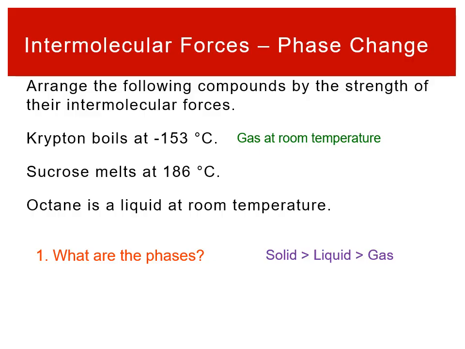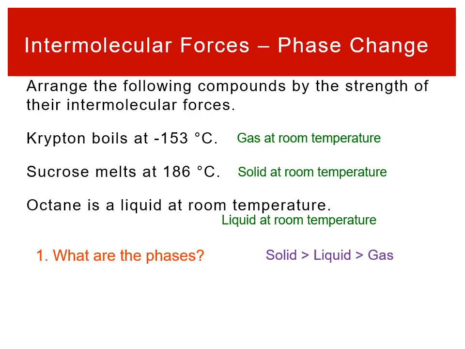Krypton boils at negative 153. Room temperature is quite a bit above that. And so it's a gas at room temperature. Sucrose melts all the way up at 186. So that's a solid at room temperature. And then we're told that octane is a liquid at room temperature.